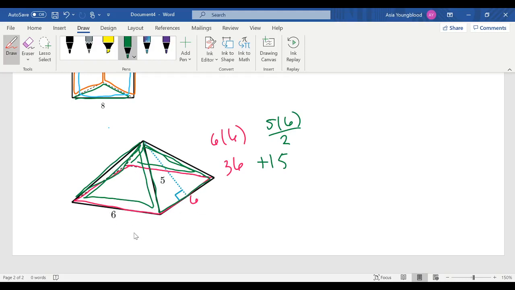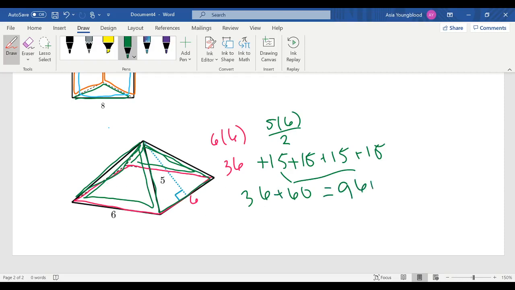And again, we had 4 of these triangles, 1, 2, 3, 4, 1 for each of the sides of the square. So we're going to have 4 15s, 15 plus 15 plus 15. So 15 times 4 is 60. So this is going to simplify to 60, bring down this 36. So the surface area for this square pyramid should be 96 units squared.